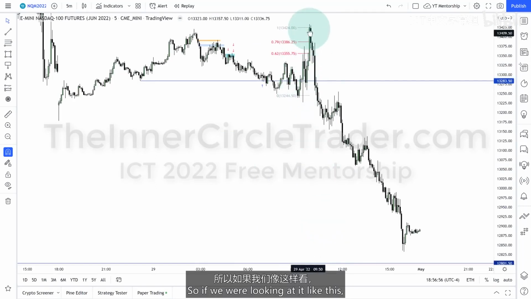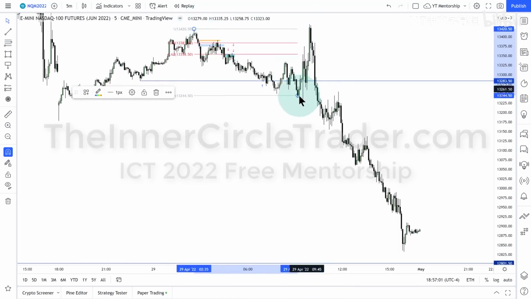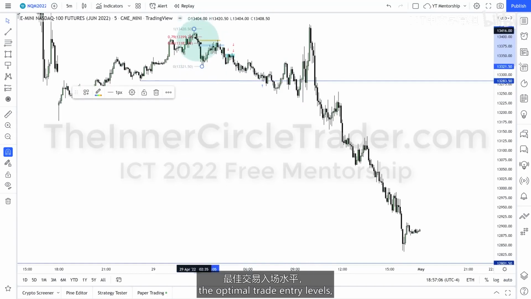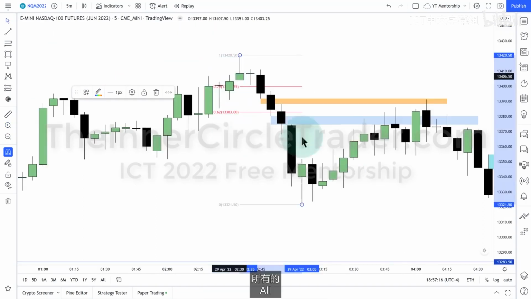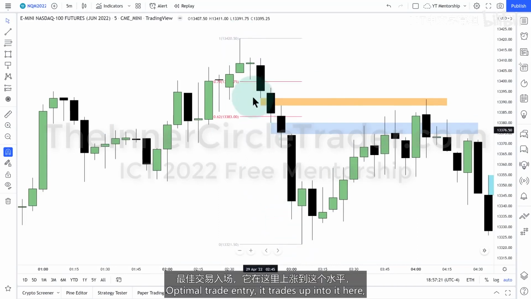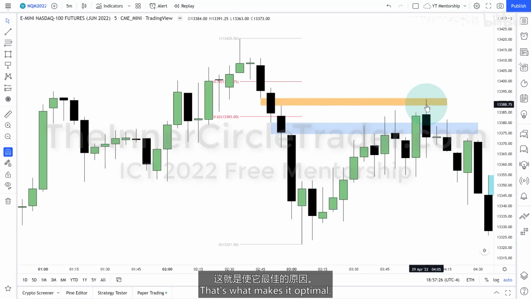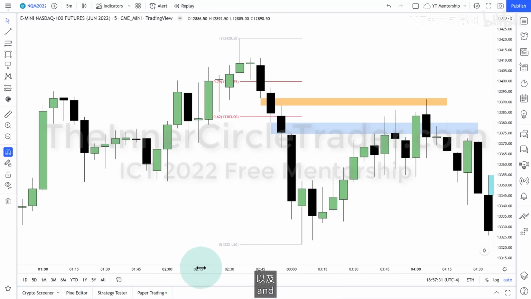So if we were looking at it like this, here's the optimal trade entry levels, and it trades up into it here. Let me zoom in. Can you zoom in, ICT? I ain't young like you are. All right, so here's the high to the low. Optimal trade entry, and it trades up into it here and into the fair value gap. Bam! That's what makes it optimal. So there's your entry here, and you can start going back in.